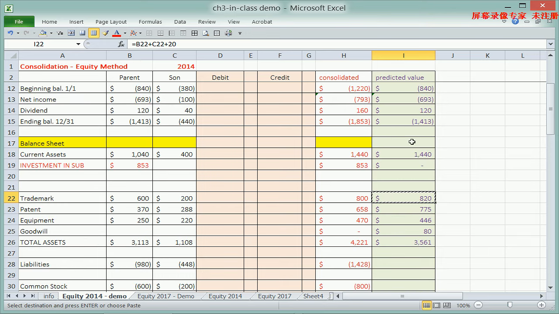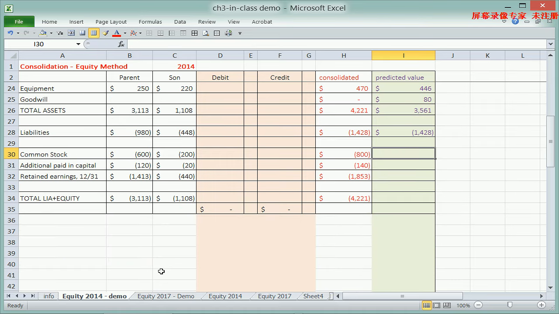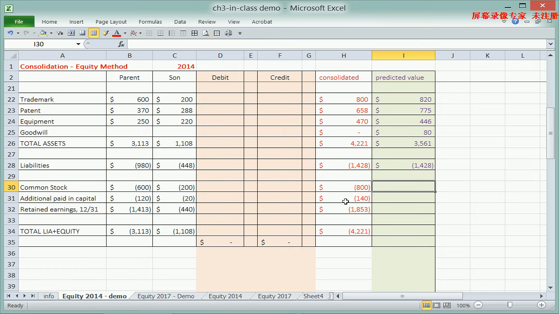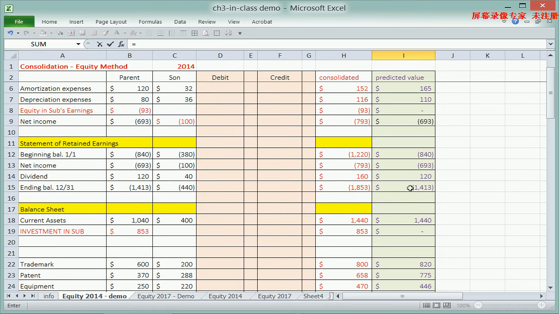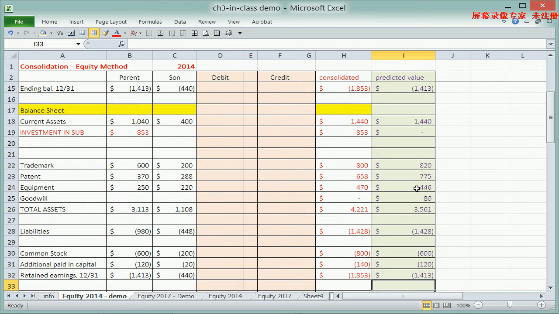We do the same to the liabilities. We basically add them up. And the common stock, as we discussed in Chapter 2, would be basically the parent's common stock, because the parent's stockholders are the stockholders of the whole economic entity that consists of the parent and the sub. So it should be only the parent's. Additional paid-in capital, the same thing. The retained earnings comes from the above, which is here.